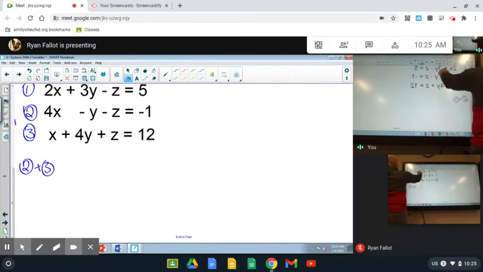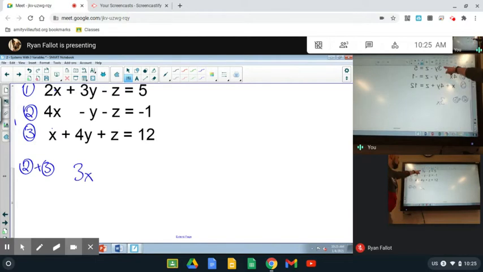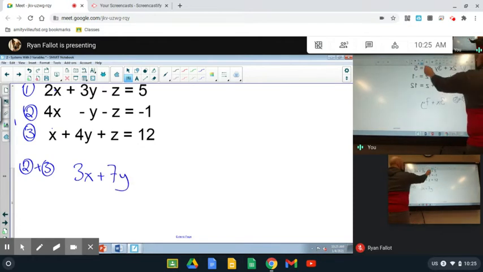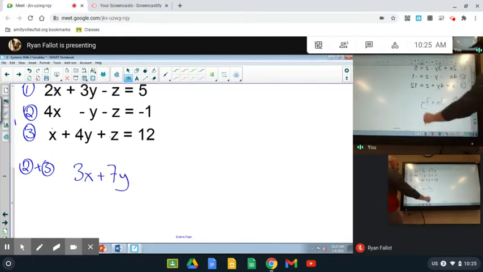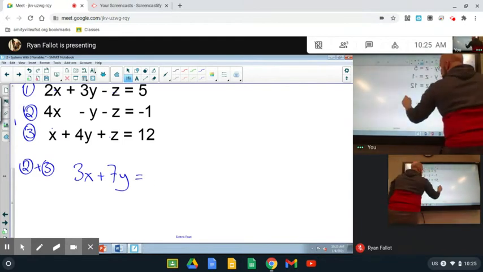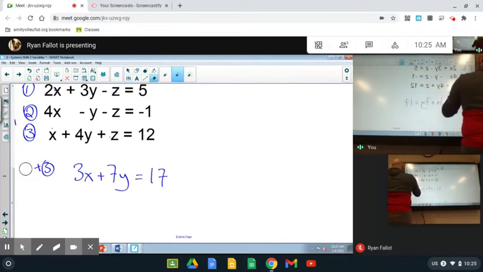all right, so we have 2x plus 3y minus z is 5, and we have x plus 4y plus z is equal to 12. So we ignore this middle equation for a second. We're going to have 2x plus x, that'll give us 3x. We have 3y plus 4y, that's going to give us 7y. And these z's are going to go away. So we got rid of the z's. That's going to be equal to 5 plus 12, which is 17. We can also add together. Oh, sorry. This was 1 and 3, not 2 and 3. I apologize.